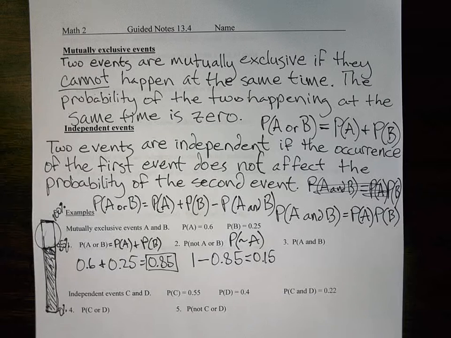So A and B, the and, is that overlap. But there's no overlap between these events. Think of the Venn diagrams. There's just two circles very separate on mutually exclusive events, no overlap. So the probability of A and B happening at the same time is just 0.